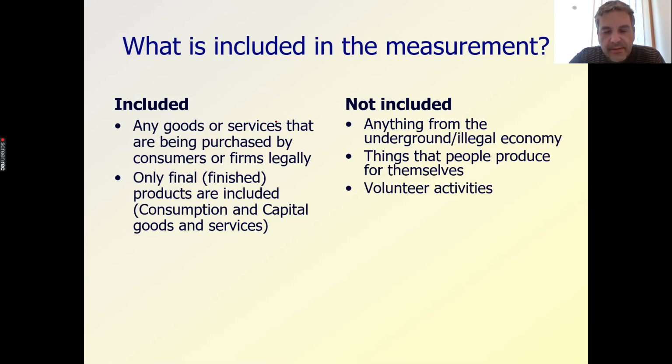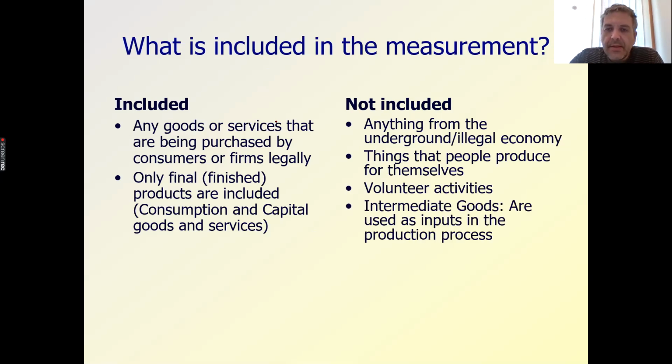Volunteer activities are not counted in the GDP. Intermediate goods, as we said, are not counted in the GDP. For example, the household work that we do in our houses, such as taking care of the children, is not counted in the GDP. Whereas in some other countries, if you need someone to take care of your children because you are working, you have to pay for someone, and that will be counted in the GDP.